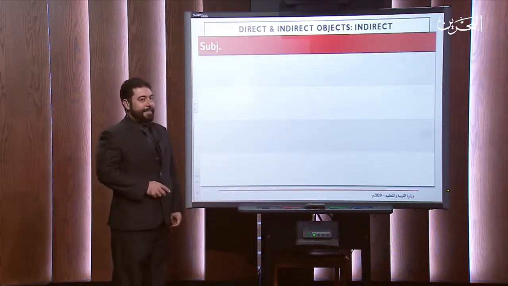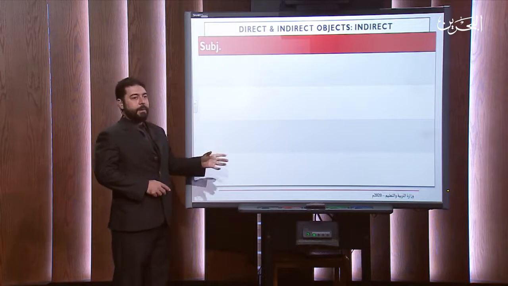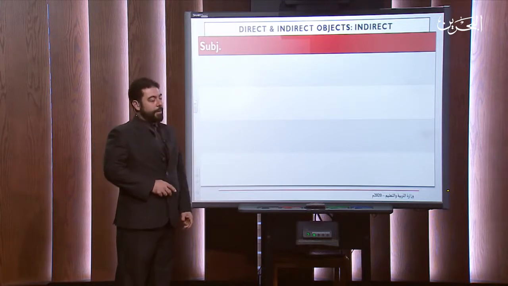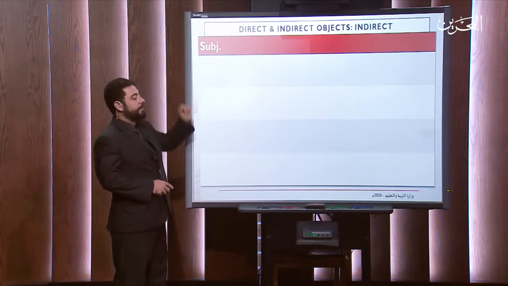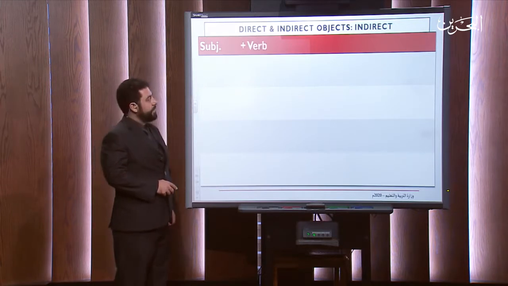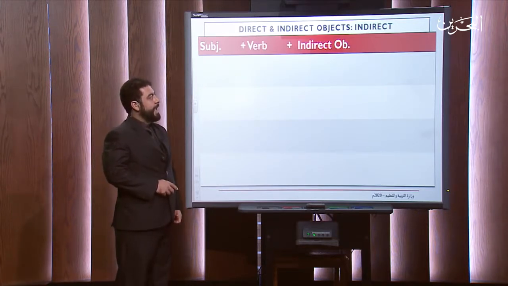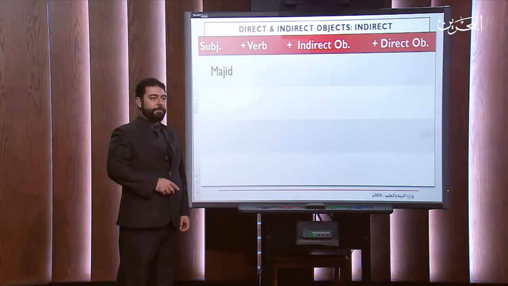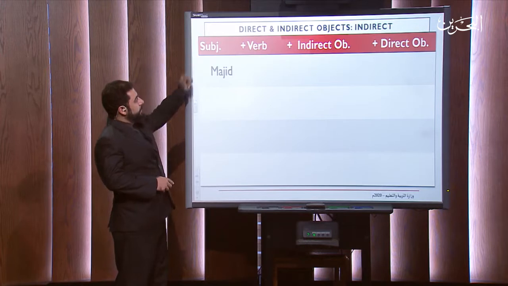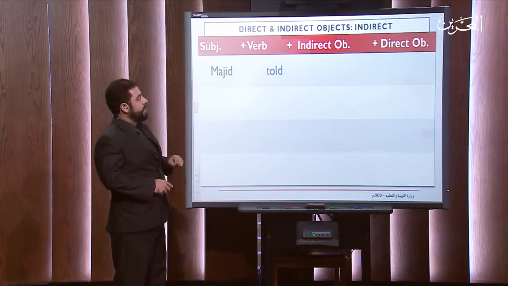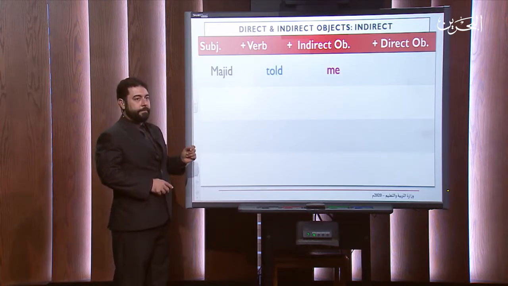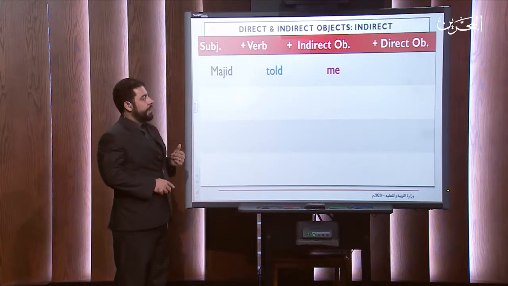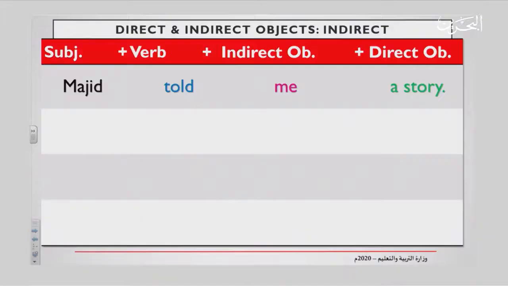All right, direct and indirect objects. This time I'm going to start with the indirect. So, how to form the sentence? I start with the subject plus a verb plus an indirect object plus a direct object. Let me show you. Subject, like Majid. Told, this is a verb. Me, indirect object. A story. So, Majid told me a story.